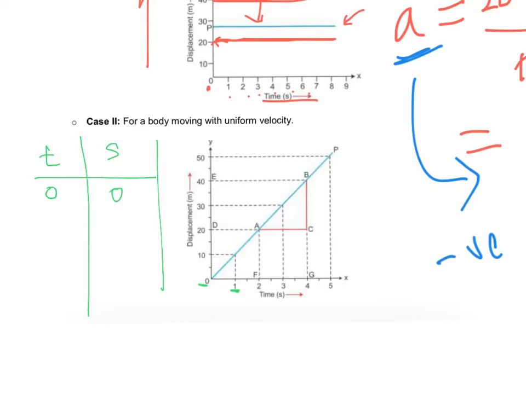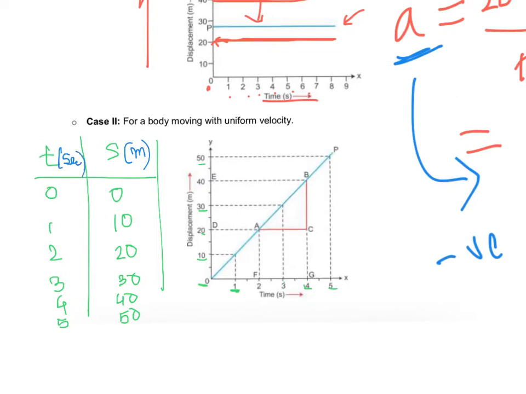I just started. When it is 1 second, my displacement is 10. When it is 2 seconds, my displacement is 20. When it is 3 seconds, my displacement is 30. When it is 4 seconds, my displacement is 40. When it is 5 seconds, my displacement is 50. Okay, right. So this is kind of a figure. This is my displacement, I would give the unit as meter, and this is my time, I will give the unit as seconds.